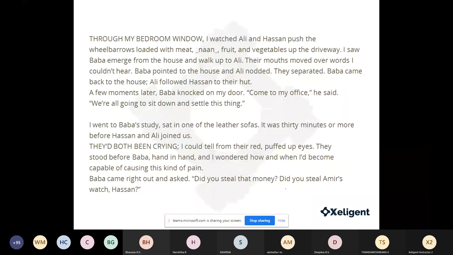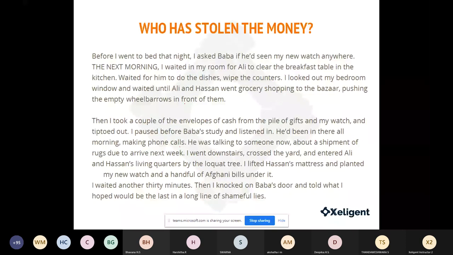So this is the story. You can see there are four characters involved. One is Baba, and the other is the narrator himself, and the third is Ali, fourth is Hassan. So these are all the four characters. And my question is, who has stolen the money? So money here is the Afghani bills. What do you think? What's your answer? It is Baba, or it is the narrator, or it is Ali or Hassan.